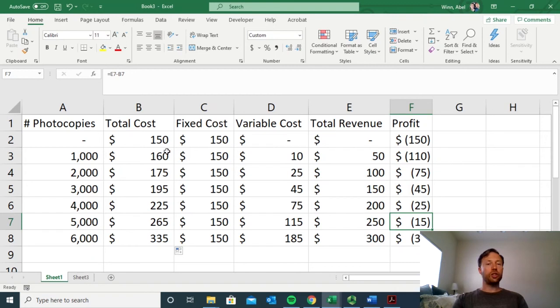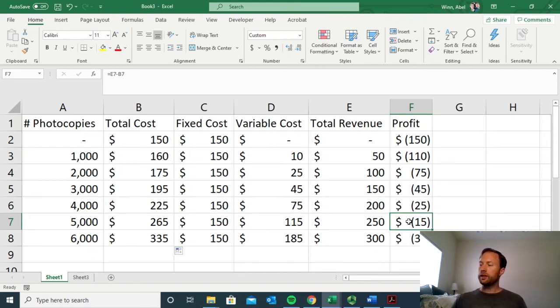If she were to just shut down production, then she would be losing $150 a month, right? Her total cost would be $150. She would earn no revenue to offset any of those fixed costs, and so her profit would be negative $150. So she still wants to keep producing 5,000 photocopies per month. It's not going to change her profit maximizing level of output.